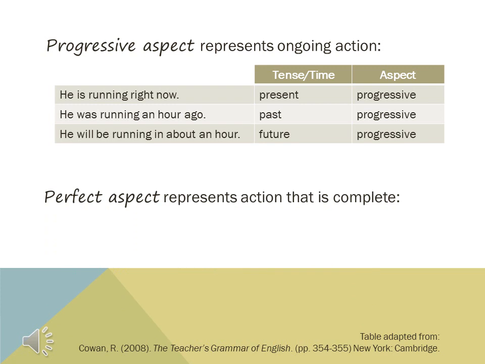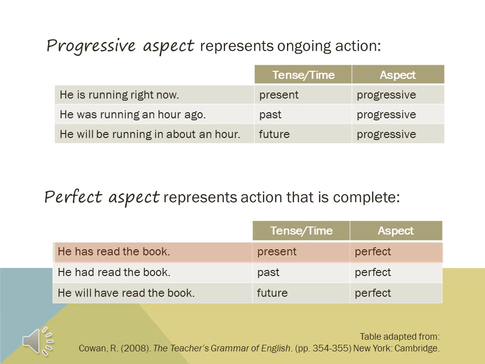Perfect aspect represents action that is already complete. He has read the book expresses present tense with perfect aspect. He had read the book expresses past tense with perfect aspect. And he will have read the book expresses future tense with perfect aspect.